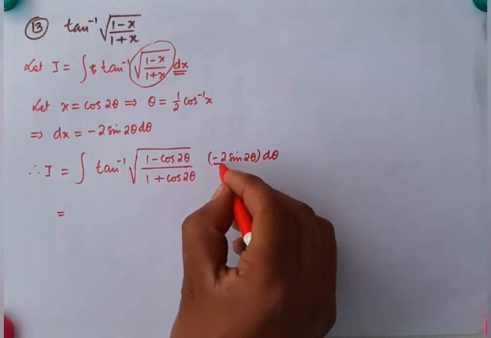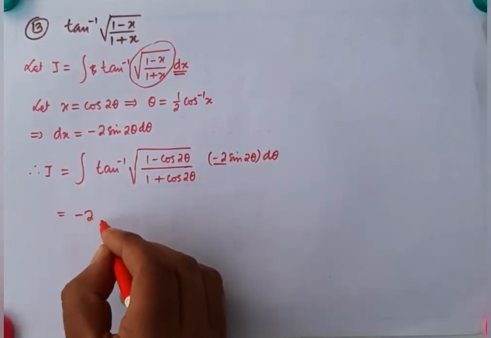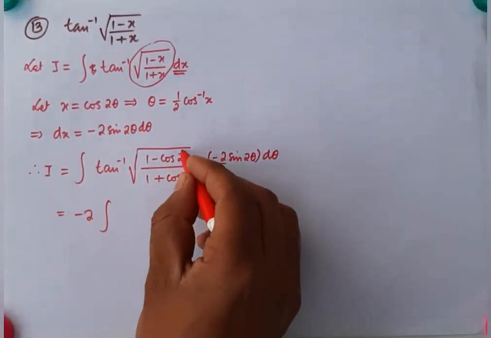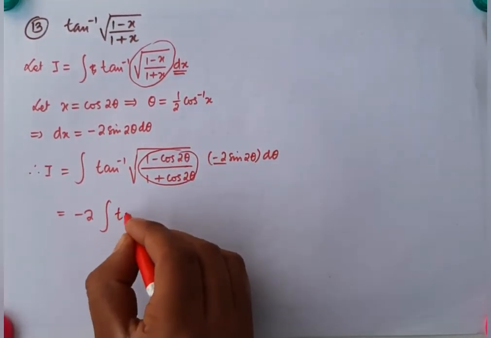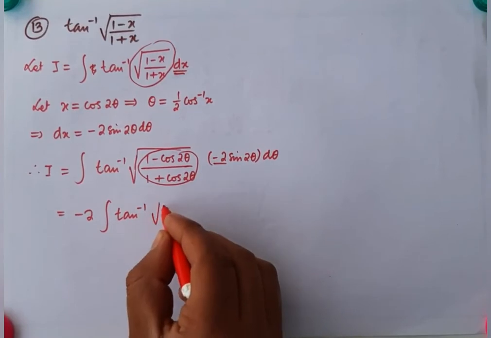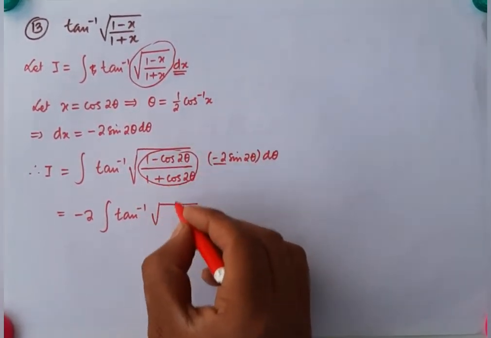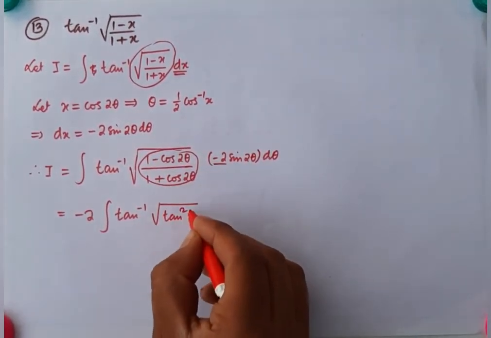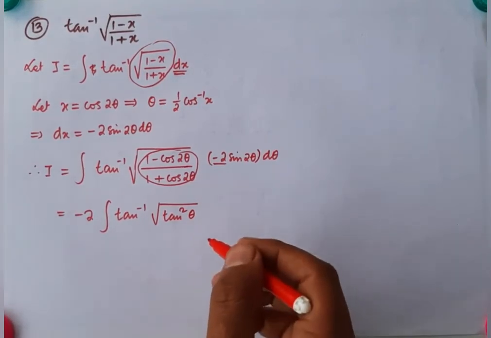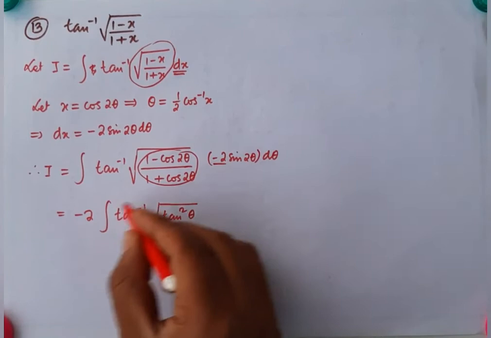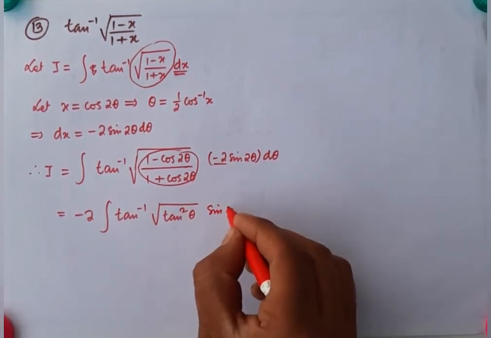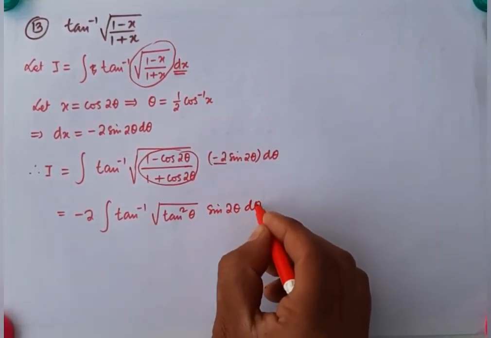Now you see that minus 2 is a constant, can be kept outside. So this is okay. Now can you tell me what this is equal to? From class 11 trigonometry you must be knowing that root over this entire thing is tan square theta. Please refer to your half angle formula from class 11. So minus 2 is gone outside, so we have sin 2 theta d theta here.